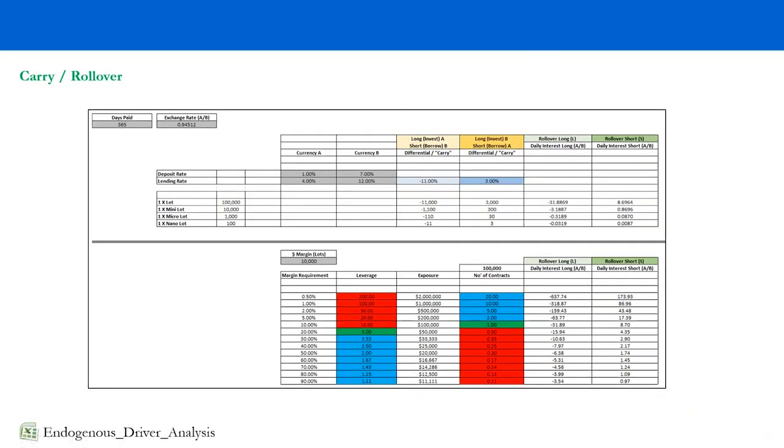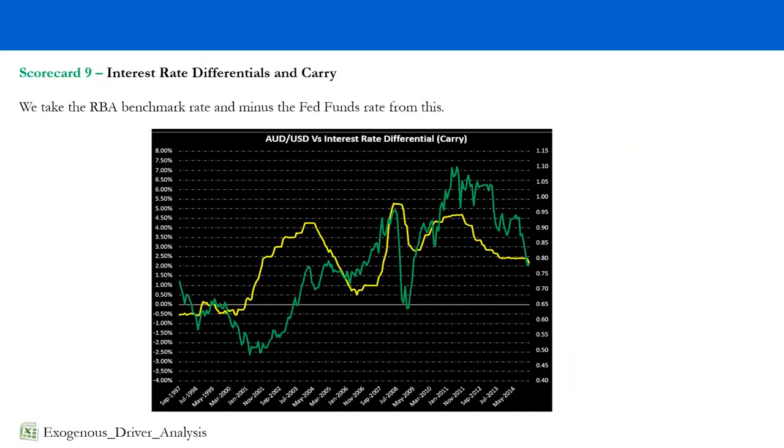So what does this look like pictorially when we look at the historical interest rate differential between Australia and the United States? Well, we have this pictorially represented going back to 1997 on this chart here. We have the RBA, Reserve Bank of Australia, benchmark rate minus the Fed funds rate. And this line is represented on the chart in yellow, and represented on the chart in green is the Aussie dollar US dollar exchange rate.